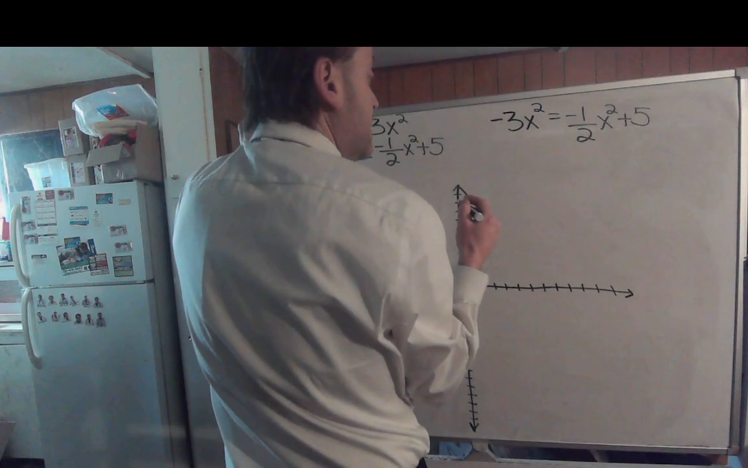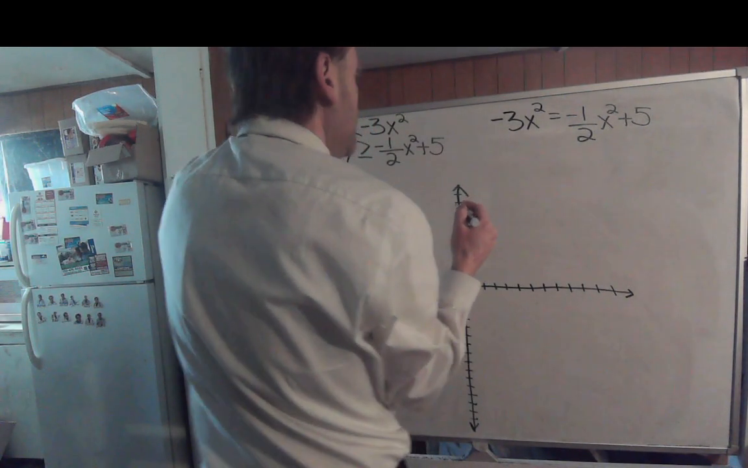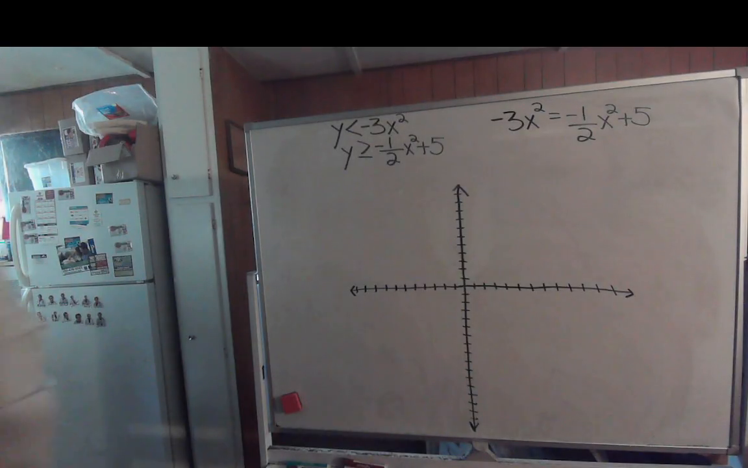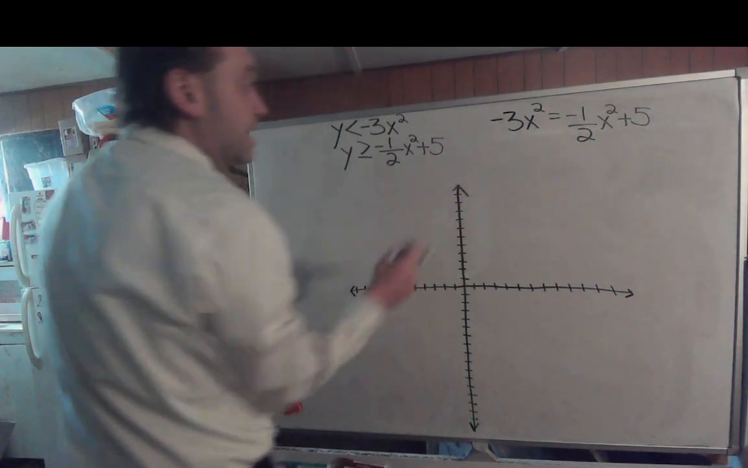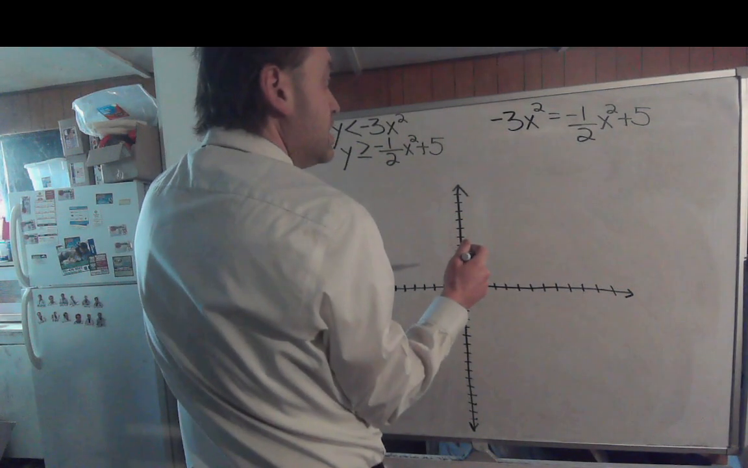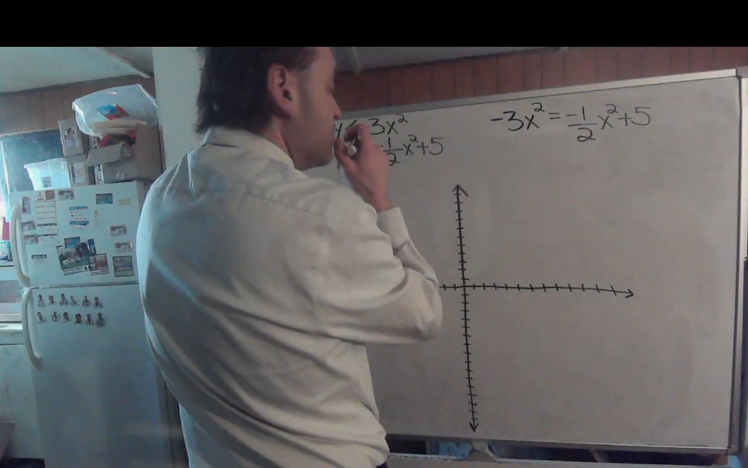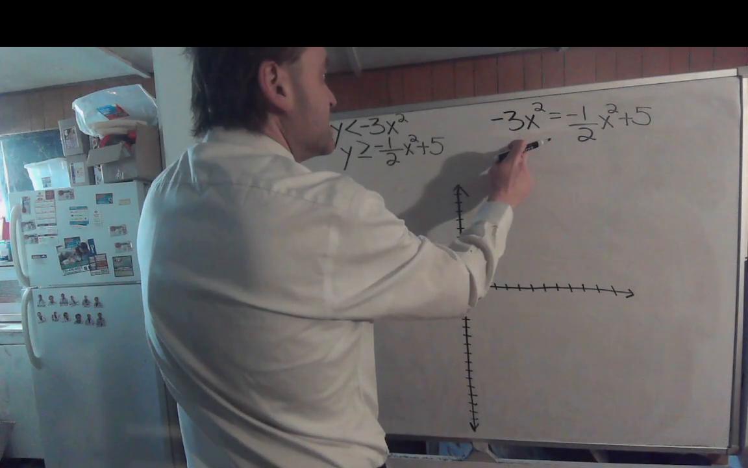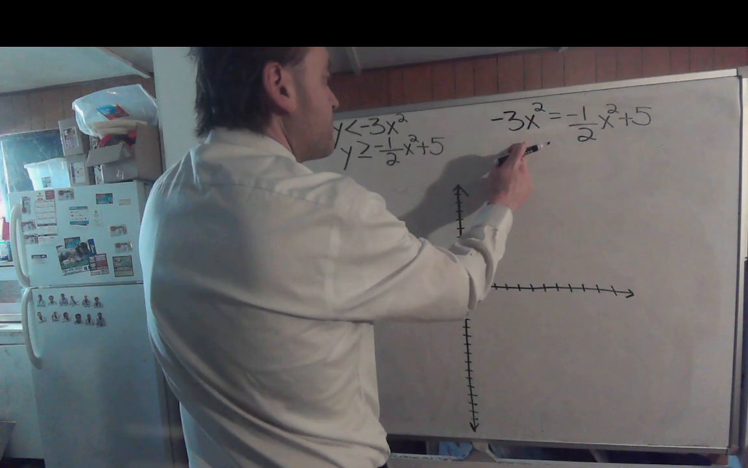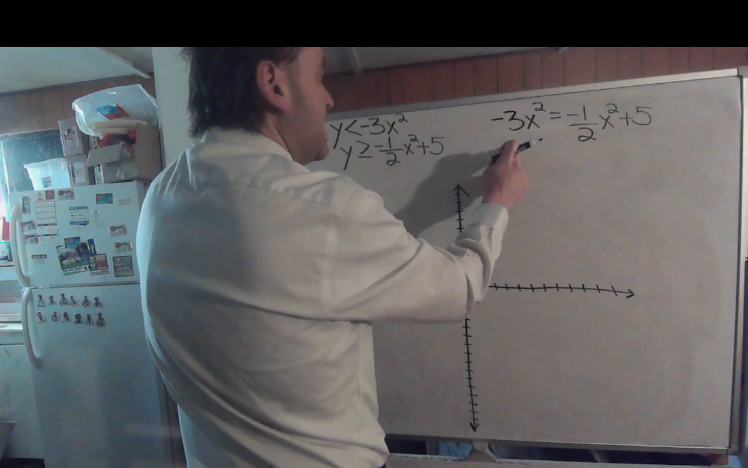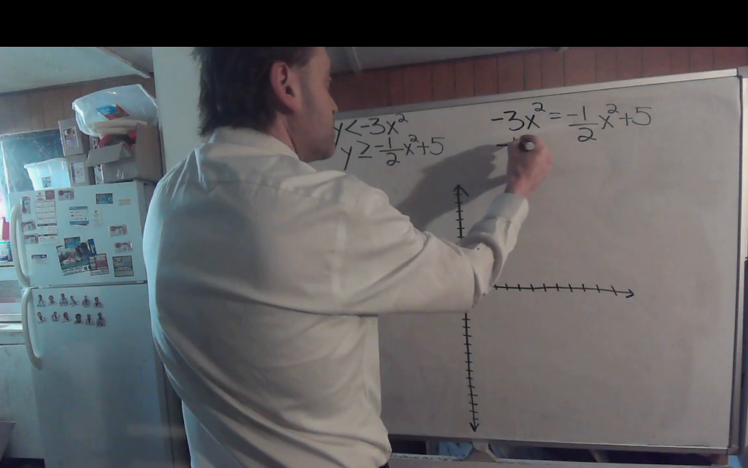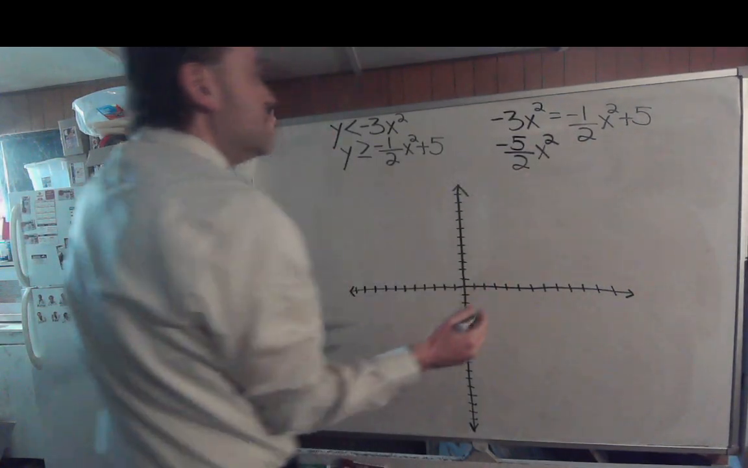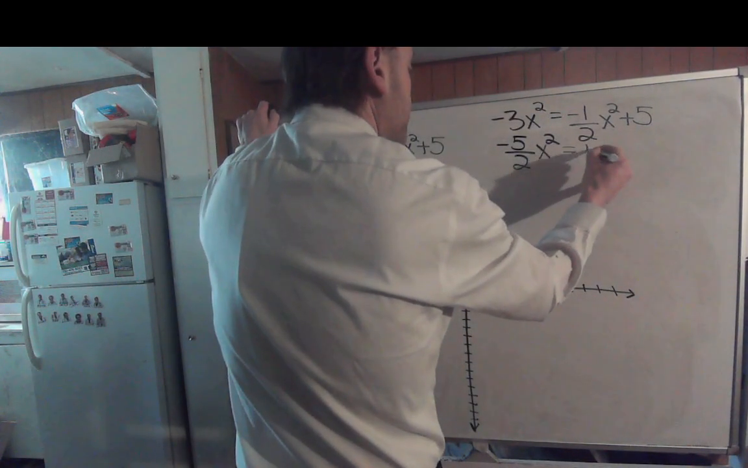So then you would end up getting, let's see, negative 3x squared plus the half x squared. We're definitely going to be solving by square roots here. So negative 6 halves x squared plus 1 half x squared would be negative 5 halves x squared. Would end up equaling 5.